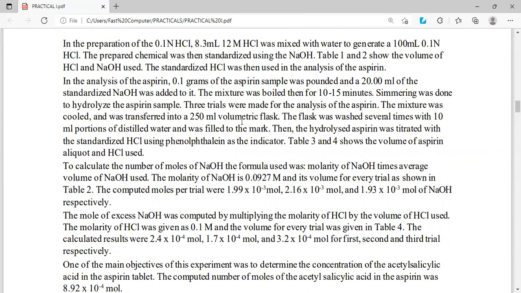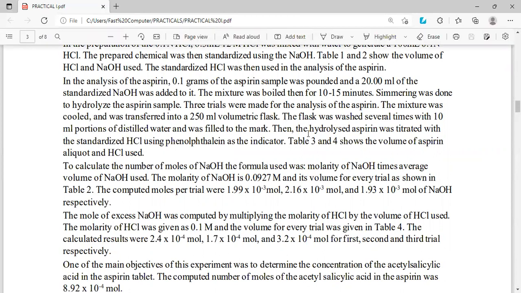The mixture was cooled and transferred into a 250 ml volumetric flask. The flask was washed several times with 10 ml portions of the standardized HCl, using phenolphthalein as the indicator. Tables 3 and 4 show the volume of aspirin, aliquot, and HCl used.